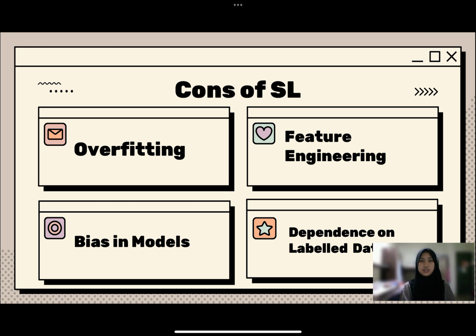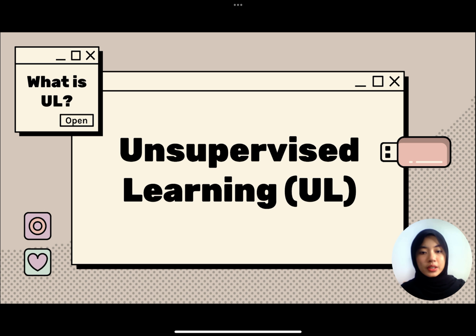Disadvantages of supervised learning include overfitting that can lead to poor performance on new data due to capturing noise. And feature engineering is crucial but can be time consuming and requires domain expertise. Supervised learning also has bias in models that may result in unfair predictions. And last but not least, supervised learning relies heavily on labeled training data, which can be costly and time consuming to obtain. Now I will explain about unsupervised learning.